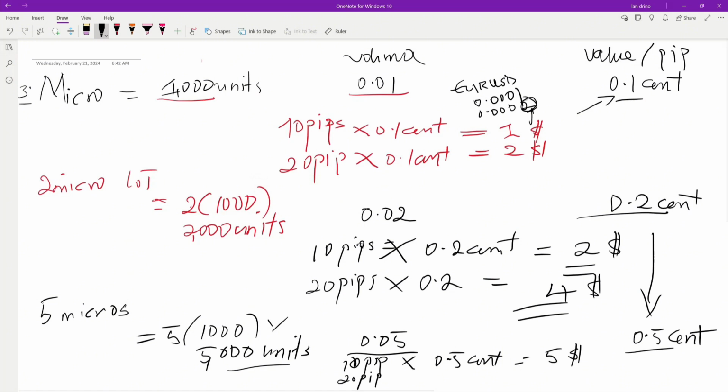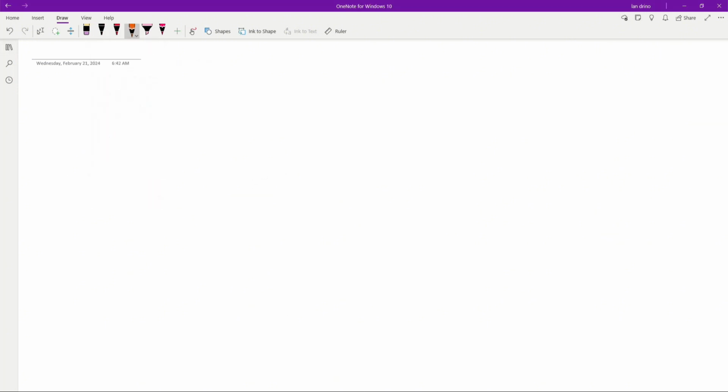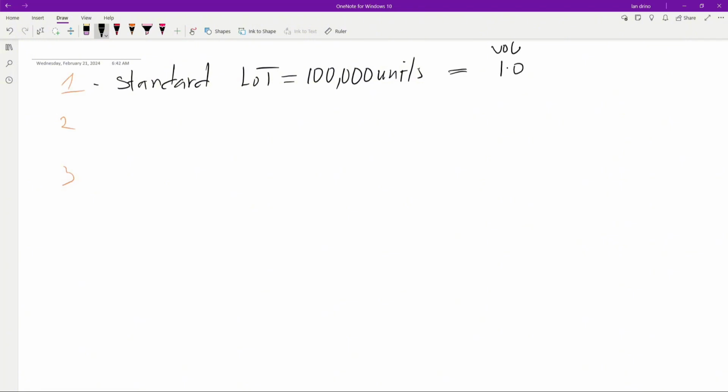I am going to give you a summary. We have 4 categories of lot sizes in the foreign exchange market, but we only trade 3. You are going to pay attention to only 3. We have 1, 2, and 3. 1 is the standard lot, which is actually the largest. The standard lot is equivalent to 100,000 units of base currency. Okay, and it's always equivalent to 1.0, which is the trading volume. And the value per pip for a standard lot is always equivalent to 10 United States dollars.